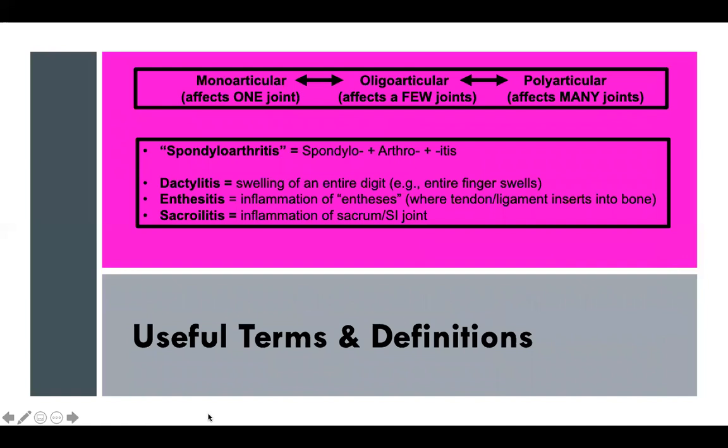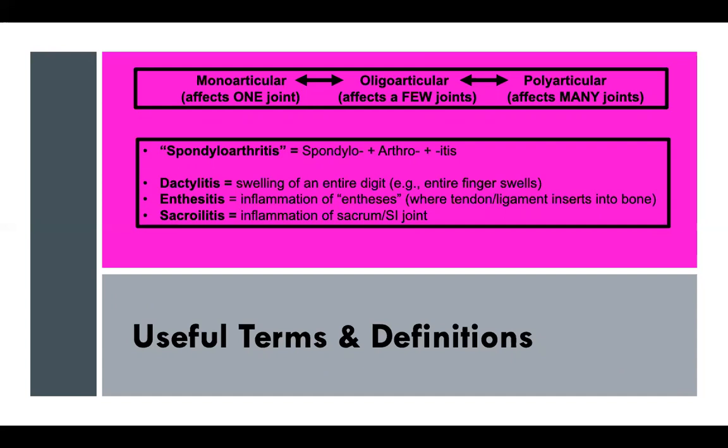Okay, before we get into the nitty-gritty of each diagnosis, I wanted to go through some useful terms and definitions because these will come up as we discuss the different signs and symptoms. So monoarticular, oligoarticular, polyarticular. Articular refers to a joint, so these terms are just prefixes that help us discuss how many joints are affected as we think through these disorders.